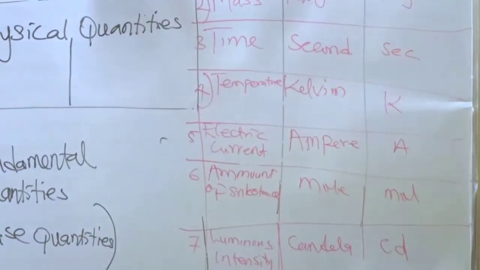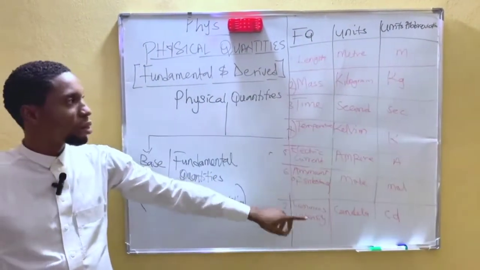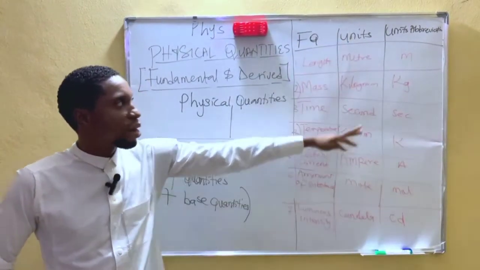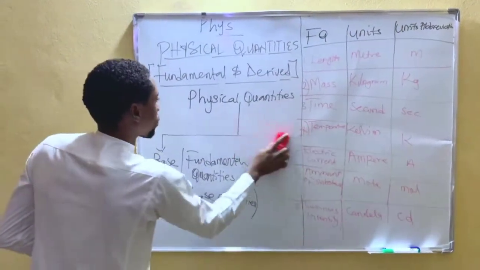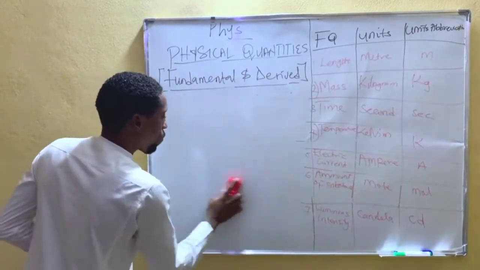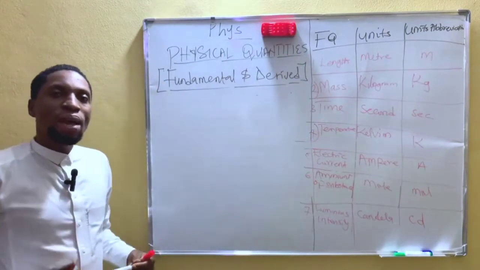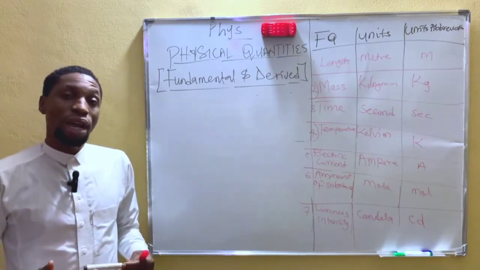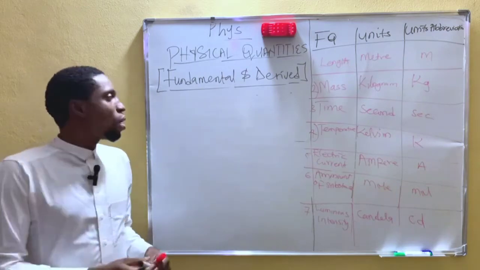So these are the fundamental or base quantities in physics. Now these are the fundamental units in physics, and these are the abbreviations. If someone asks you what are fundamental units, fundamental units are those basic independent units. In other words, they are units of fundamental quantities.